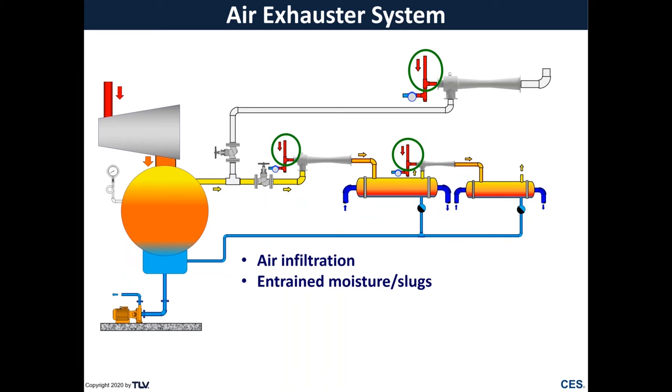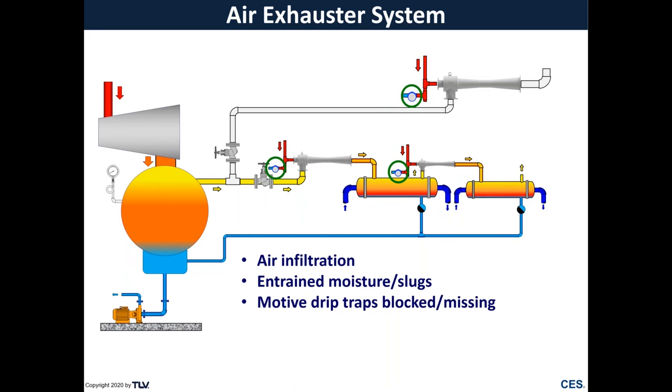Then, considering our earlier discussion, there may be wet steam issues with the motive steam supply to the ejectors. And what about the low point drainage of those motive lines? Are there CDLs at those locations? And are they draining condensate?